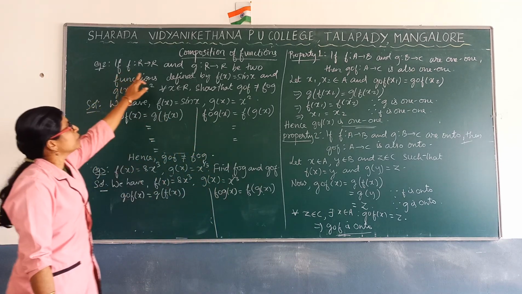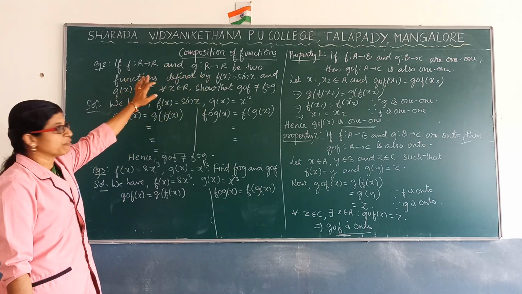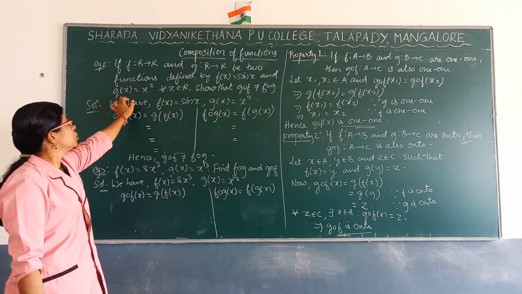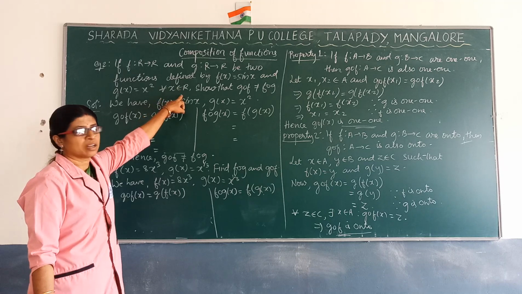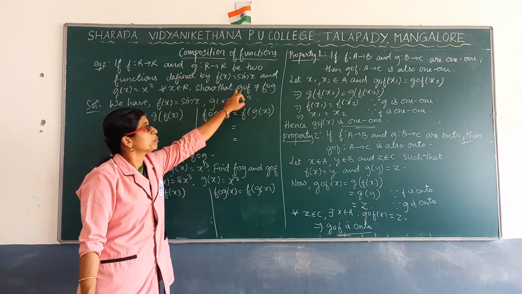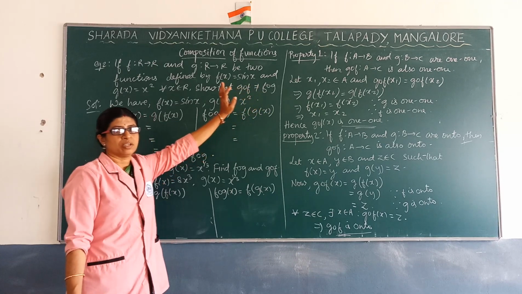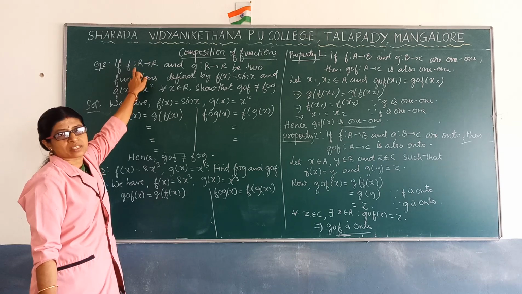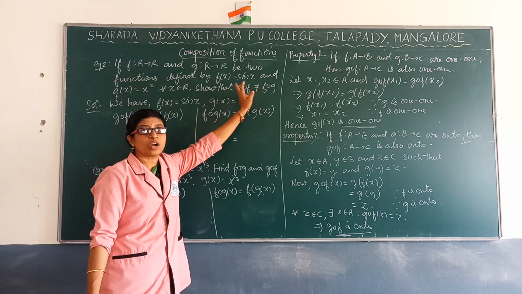If f from R to R and g from R to R are two functions defined by f of x is equal to sin x and g of x is equal to x square for every x in R, show that f composition g is not equal to g composition f. Just note children, this R is the domain set. Okay, so we have to show that these two are not equal.